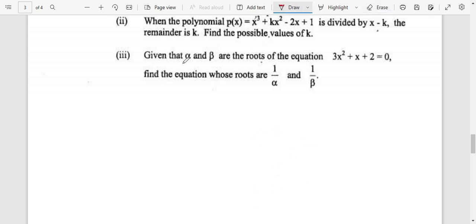Okay, so for the next one, given that alpha and beta are the roots of the equation 3x squared plus x plus 2 is equal to 0, find the equation whose roots are 1 over beta and 1 over alpha. Now, first thing first, you always need to find the sum alpha plus beta. Alpha plus beta is given by negative b over a. And from the equation that you've been given, what is the value for b?